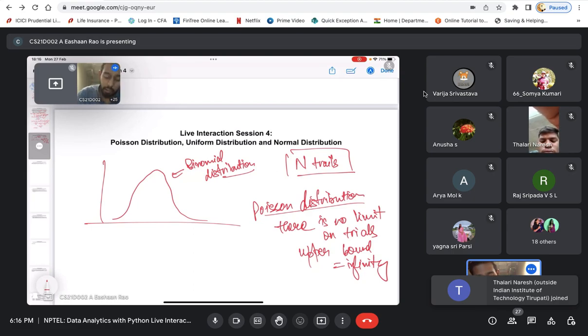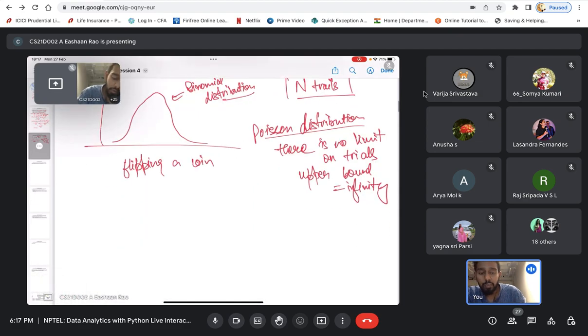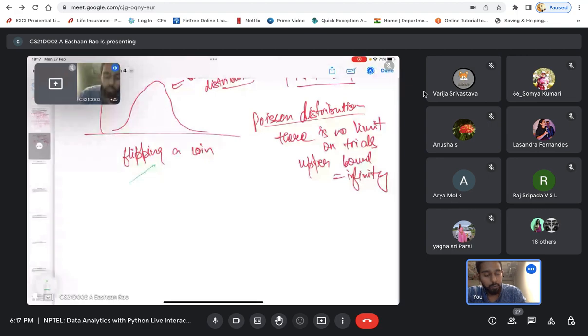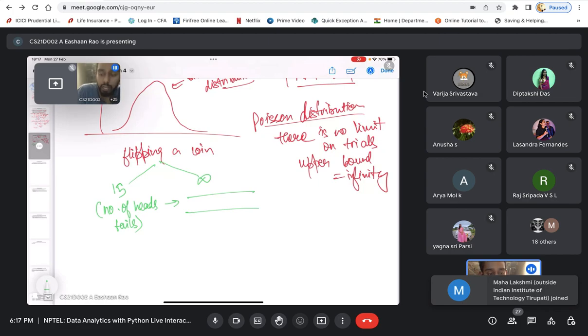What does it mean? For example, right now I'm flipping a coin. In binomial distribution, I may flip the coin 15 times and then find the number of heads or tails, something like that. But I cannot map this to the Poisson distribution, where I could flip a coin an infinite number of times, because there's no proper event. It's not related to time, it's just related to trials.